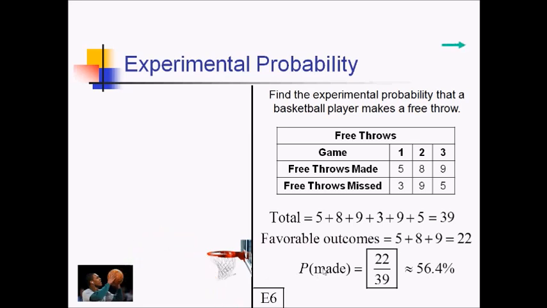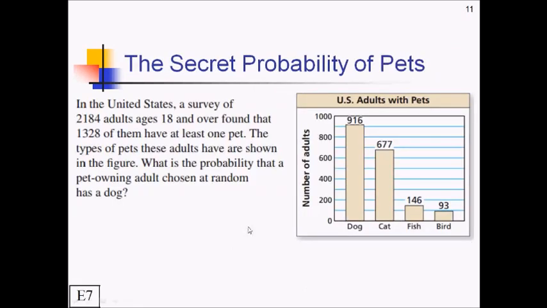All right, moving on. We're going to do one more example here with probability. In the United States, a survey of 2,184 adults found that 1,328 of them have at least one pet, and the types of pets are shown in this figure over here. We want the probability that a pet-owning adult chosen at random has a dog.